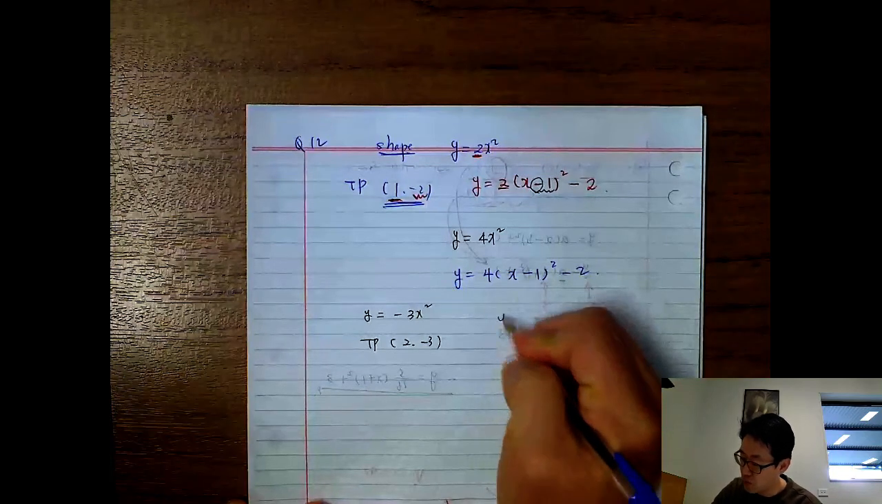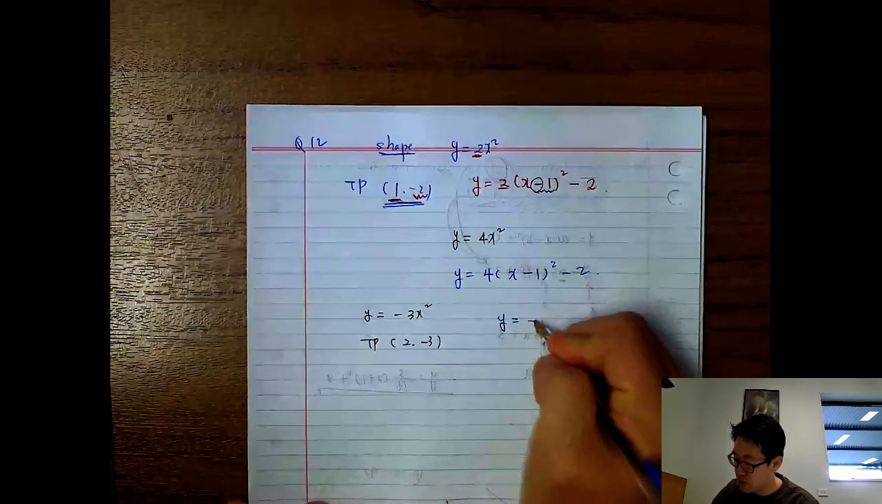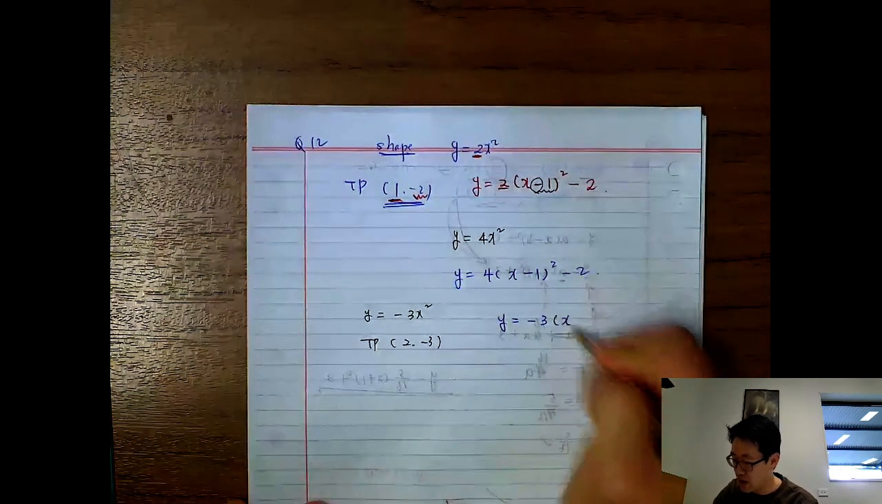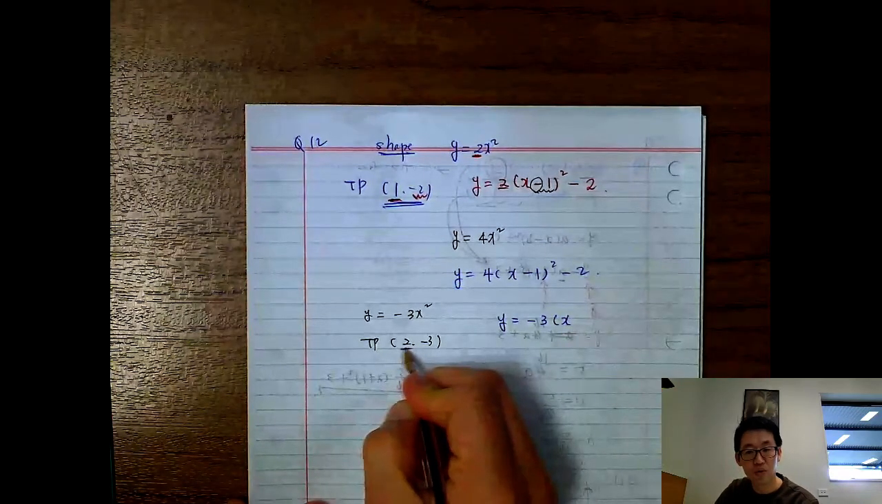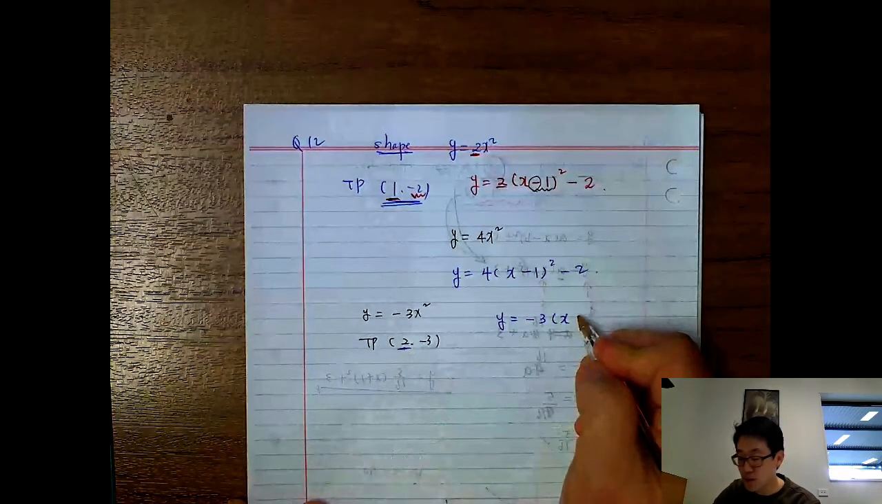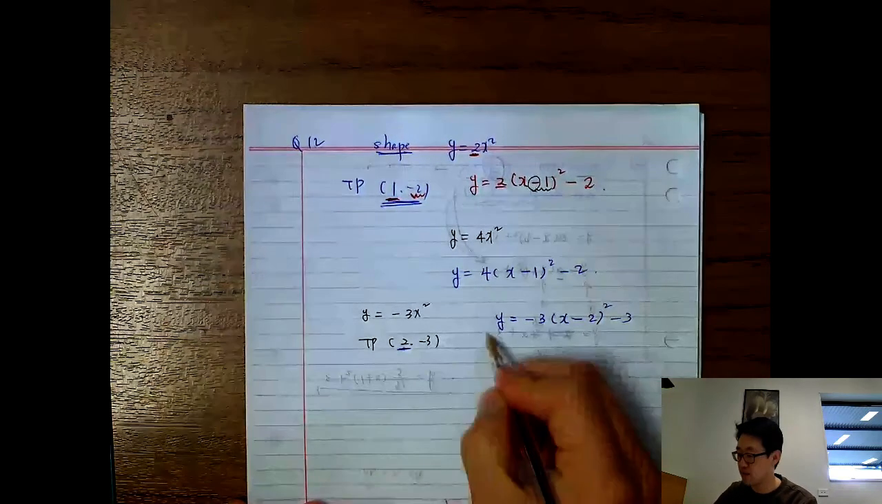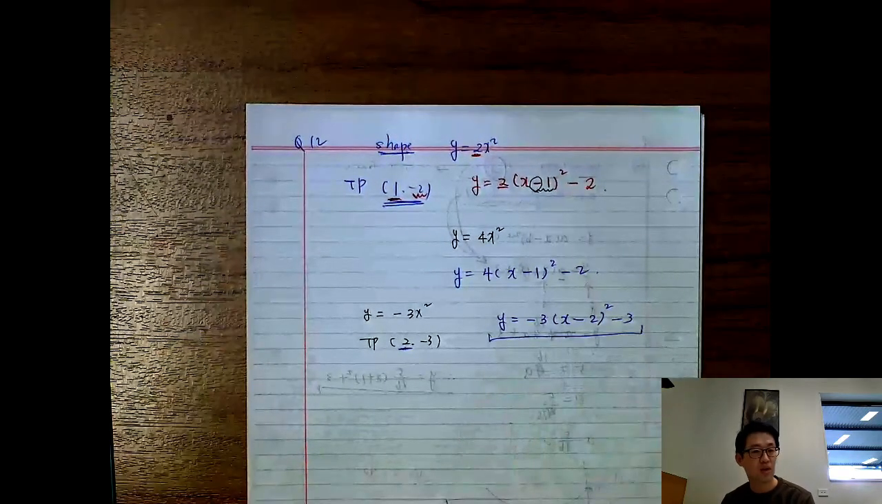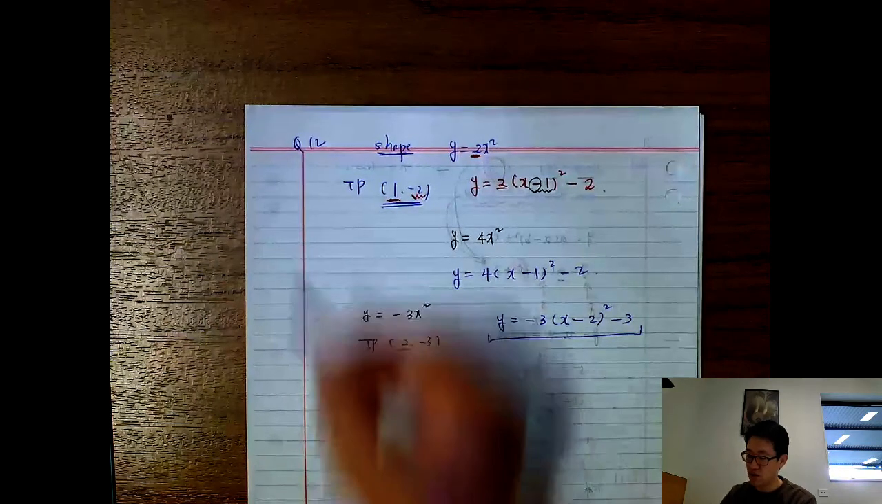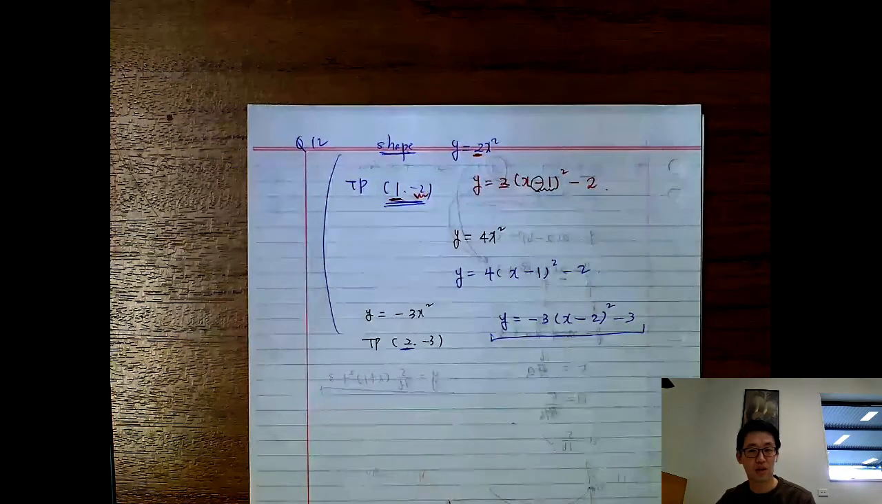Okay, you're back. y equals minus 3. x moves 2, this is x moving, so minus 2, minus 3. Sorry, don't forget squared. Sounds okay? So I think this question is pretty simple here.